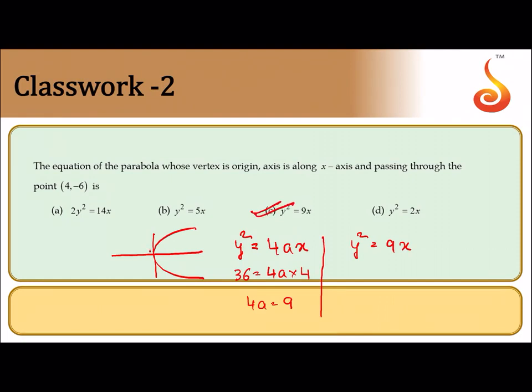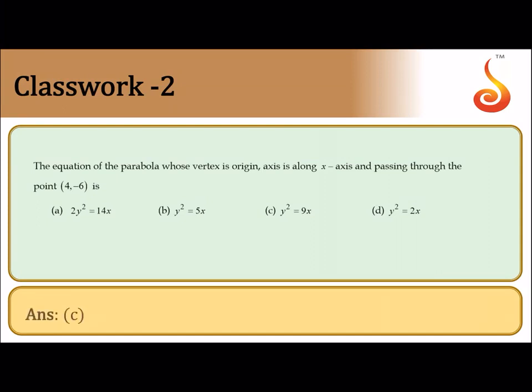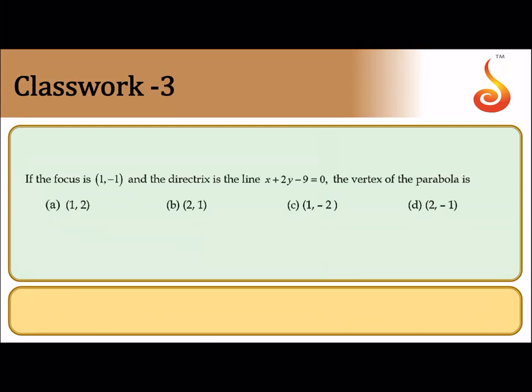Option C. Very simple to understand because x-axis is the axis, and this is the origin, (0, 0). So y square equal to 4ax. 36 equal to 4a into 4. 4a equal to 9. So y square equal to 9x. So option C is correct.